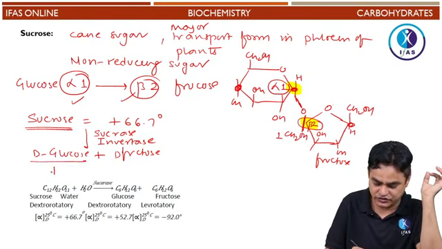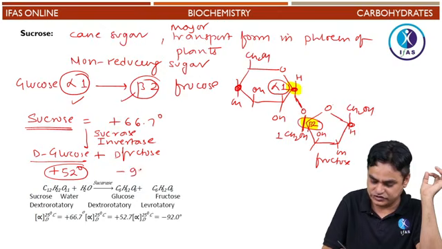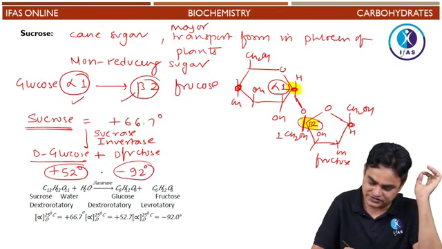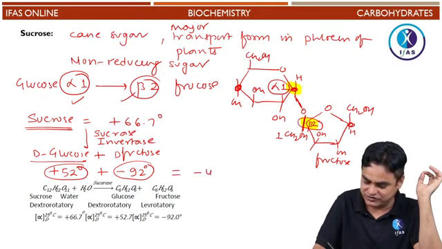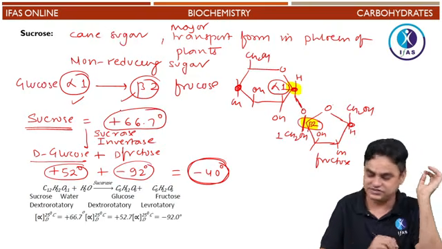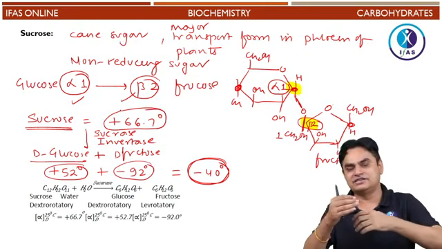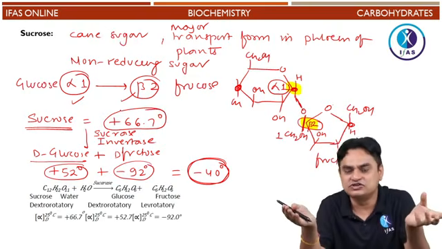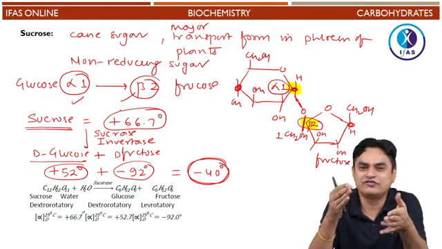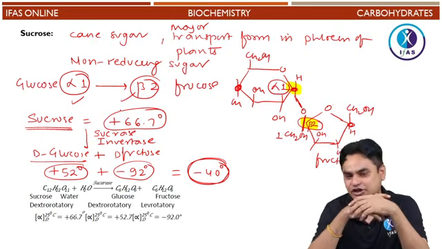The optical rotation of glucose would be plus 52 degrees. The optical rotation of fructose is approximately minus 92 degrees. So if you add these, the mixture will show an optical rotation of around minus 40 degrees. The original solution is plus 66, and if you add the invertase enzyme, you find that the resultant solution is levorotatory. There is an inversion of light. That's why the enzyme has been named invertase.